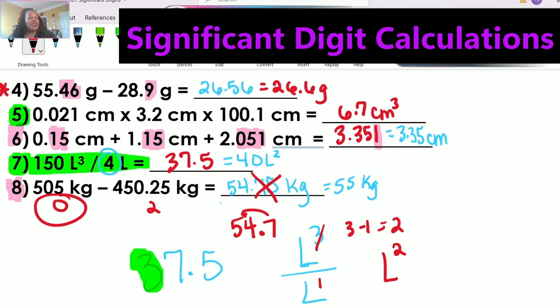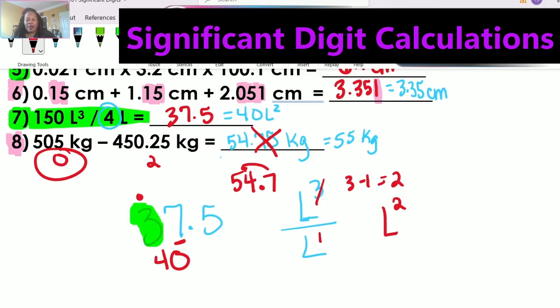Wait, so the 4 needed to be included? Yes, it becomes 40. Because remember, the 3 right here, that 7 tells the 3 to go up to a 4. That 7 is a placeholder, so you've got to have a 0 there as a placeholder for that part. So that 7 told the 3 to go up to a 4, and that 7 gets replaced with a 0 as a placeholder.